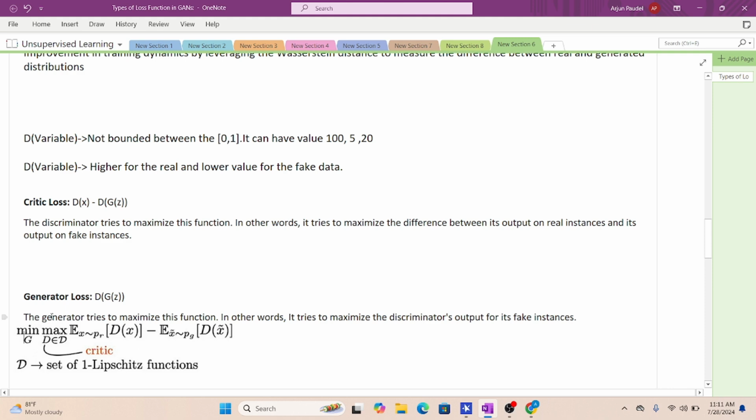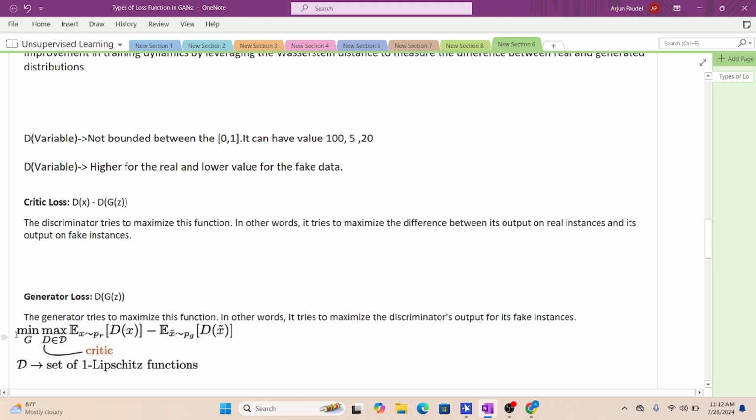The expectations also come here, as we are sampling X from the real data distribution, and sampling this X tilde from the prior, the generator distribution. And we are passing it through this discriminator. This X tilde means exactly this inner quantity. So when it passes through the discriminator, the discriminator wants to minimize this, isn't it?